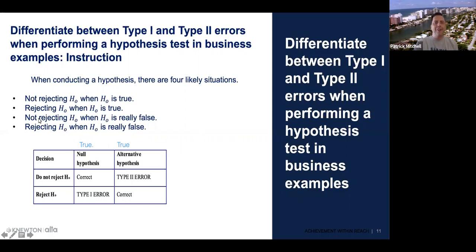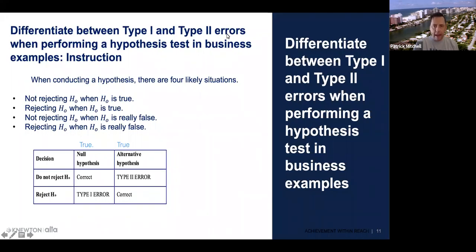All right, so let's try this again. Not rejecting the null hypothesis when the null hypothesis is really false. So if the null hypothesis is false, that means the alternative is true. And if we don't reject the null hypothesis, that's a type 2 error. And finally, if we reject the null hypothesis and the null hypothesis is false, meaning alternative is true, then that's the correct decision.